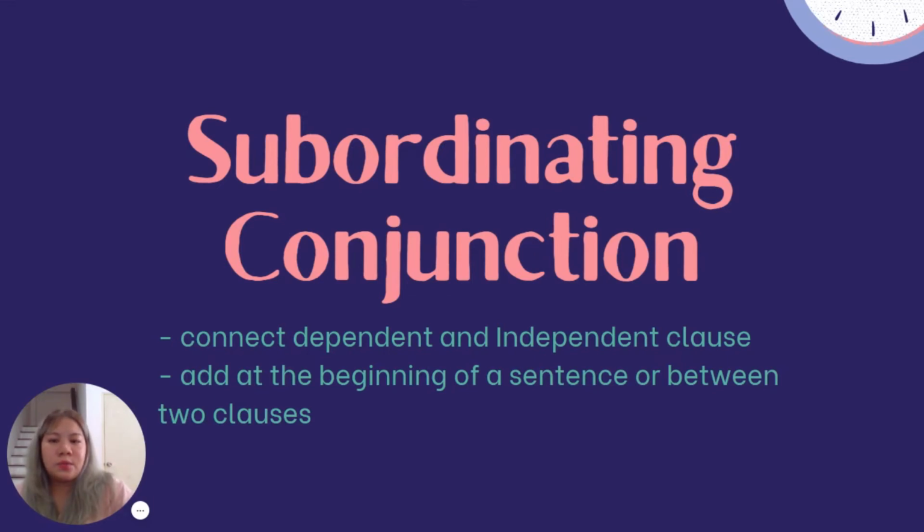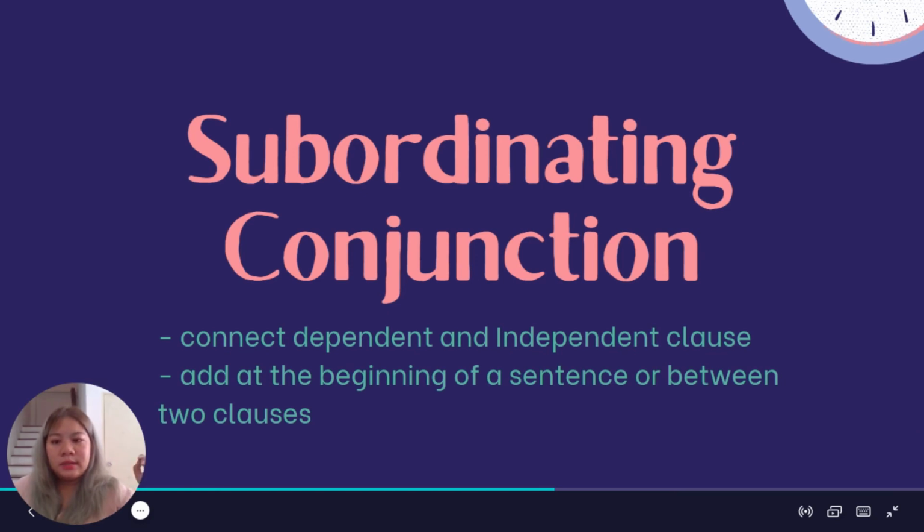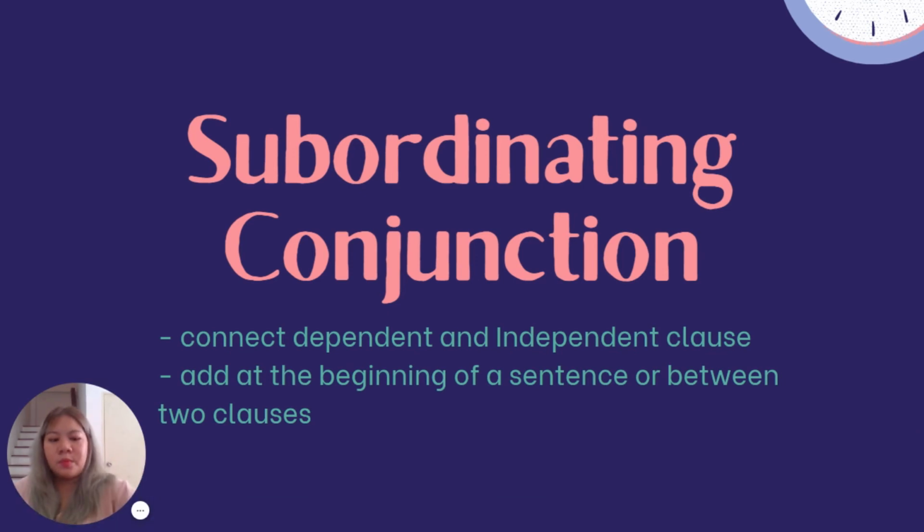And here's the next one. The next type is the subordinating conjunction. Subordinating conjunction is used to connect a dependent and an independent clause and is normally at the beginning of the sentence or between two clauses. Subordinating conjunction will provide additional information which may or may not be necessary for your sentence.